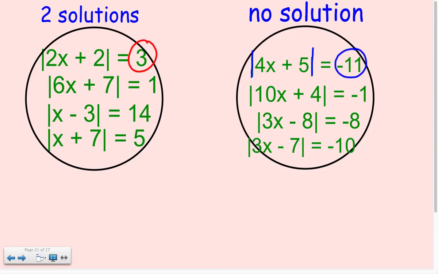So notice how all of these are negative. All of these are positive.